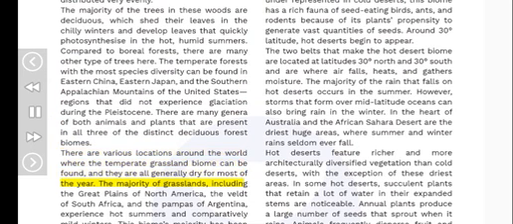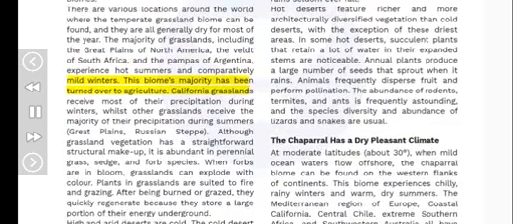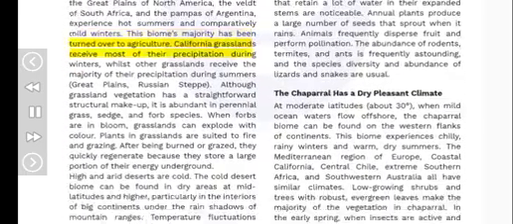The majority of grasslands, including the Great Plains of North America, the Veldt of South Africa, and the Pampas of Argentina, experience hot summers and comparatively mild winters. This biome's majority has been turned over to agriculture. California grasslands receive most of their precipitation during winters, whilst other grasslands, like the Great Plains and the Russian steppe, receive the majority of their precipitation during summers.